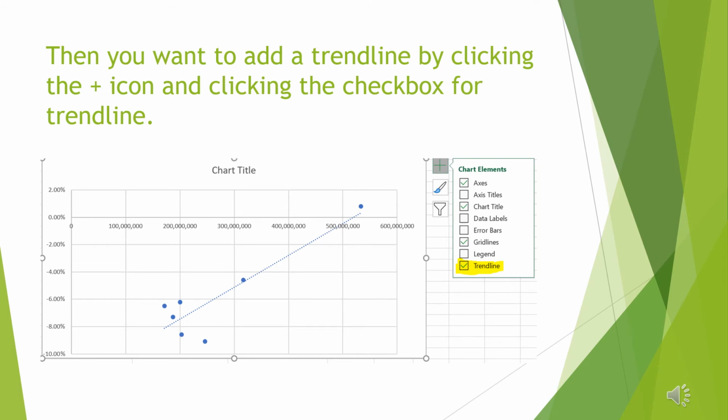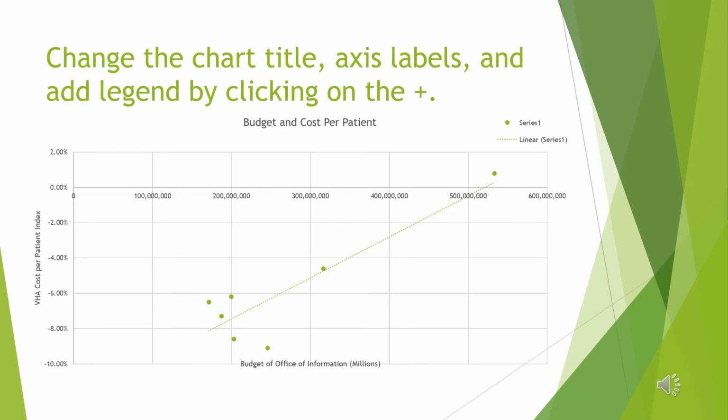Then you want to click on the plus sign, and then under chart elements, you want to click on trend line as highlighted. Then you want to click on the plus sign again, and then you can change the chart title, the axis labels, and adding the legend. And this should be your final result for the scatter diagram.